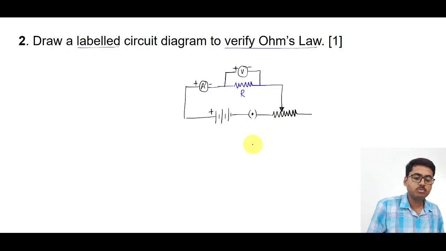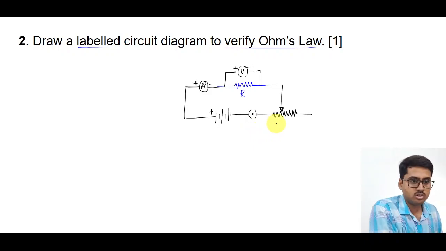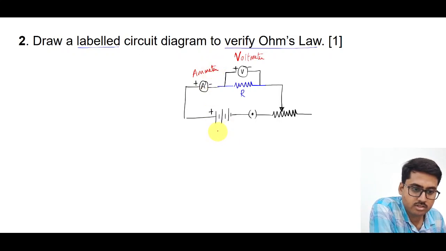So this is a simple circuit that can be thought of to verify Ohm's law. Let me start labeling this. As you can see, this is a voltmeter. This is an ammeter, this is a battery, this is a plug key, and this is a rheostat.